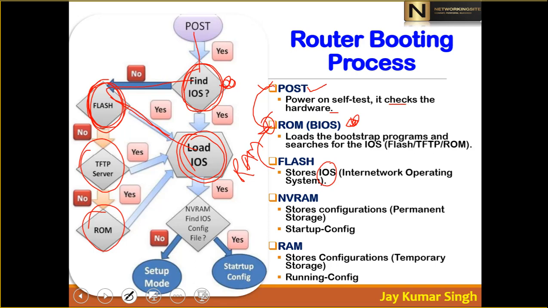Then it will go for the configuration file. Okay, I loaded the operating system. Where is the configuration file? These are the configuration file locations: one is NVRAM, and one is RAM. NVRAM is like your hard disk. When you create some file, you store it in the hard disk, right? You save it, right?